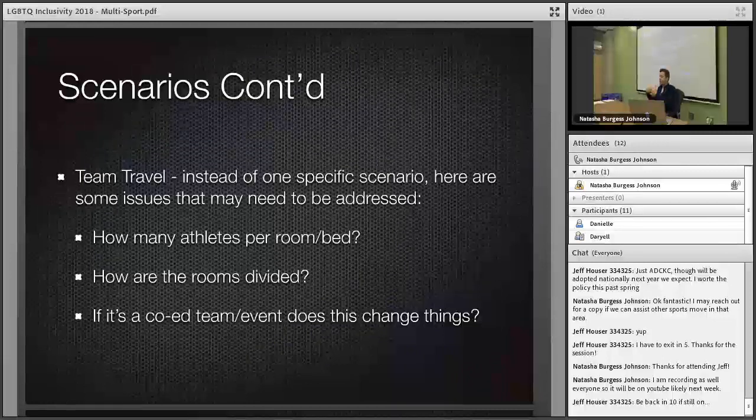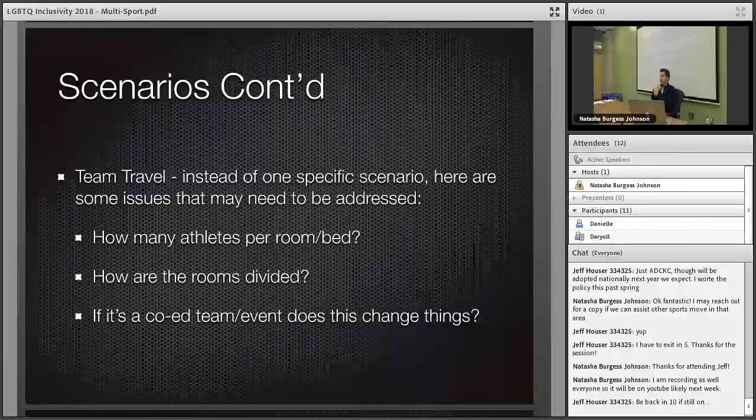We're going through a big review in my own sport in Nova Scotia on how to reevaluate our team travel policies. Not just because of this topic, but because of other topics as well. So how many athletes do we have in a room? How many athletes do we have in a bed? Does it change on gender? Does it change based on age? How are the rooms divided? If it's a co-ed team or an event, does it change things?